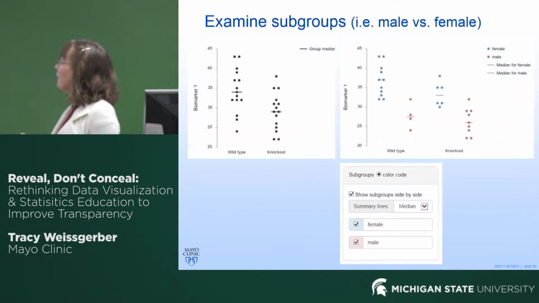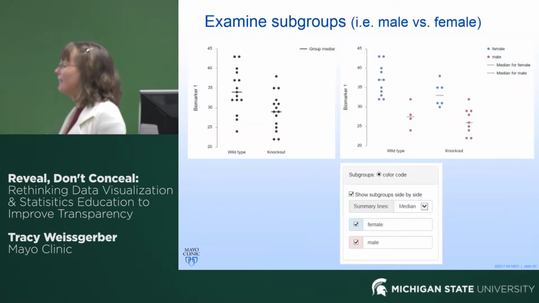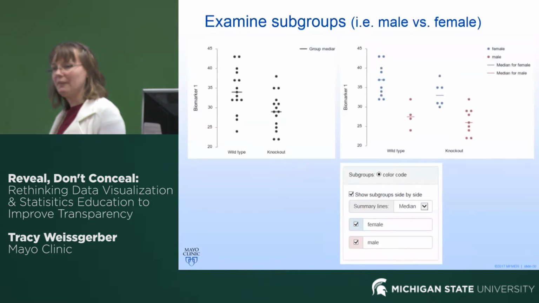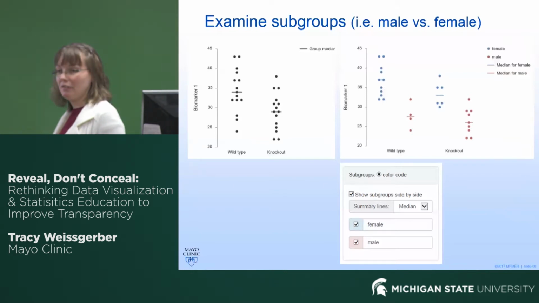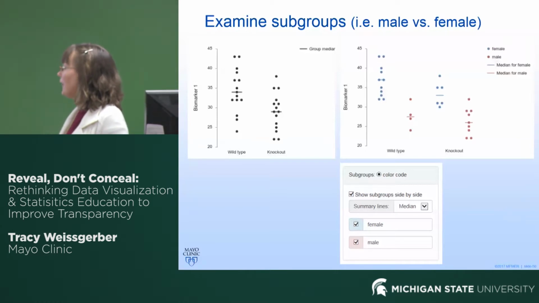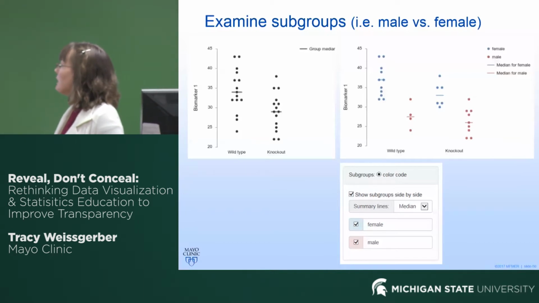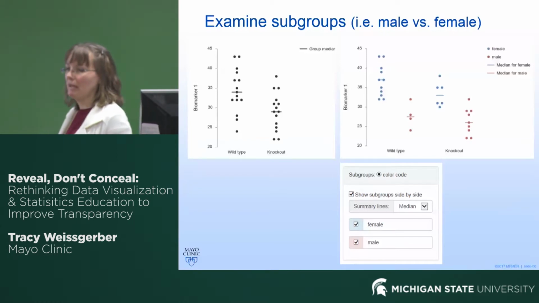The tool has a couple of other features. You can examine subgroups. So for example, if you're working with a data set that includes males and females, you can actually allow your viewer to look at the data for the males and females separately. So you can color code the males and females, you can choose to show them side by side, or you can just show them all pooled together in one group. And you can add summary lines to show the median or the mean for your males and females. And I could also uncheck these to show only the females or only the males if I wanted to do that.